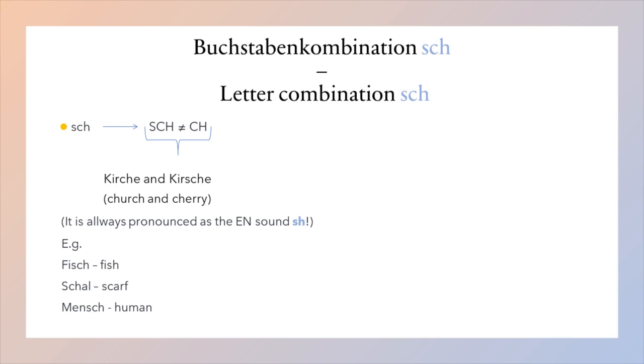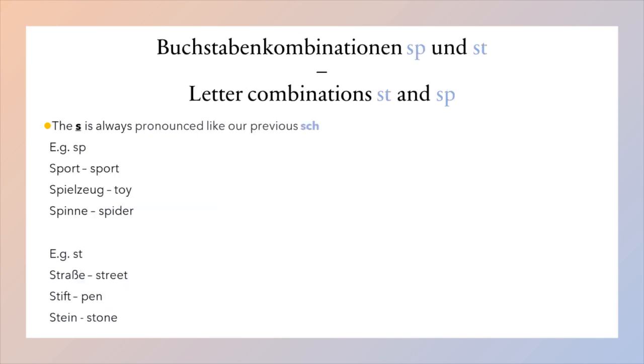Remember the rule, we said ch is pronounced softly when it is placed after the vowels e and i and after the consonants l, m and r, as well as an ending chen. In other words, when you see sch, you always pronounce it like sh. For example, Fisch, fish, Schal, scarf, Mensch, human.